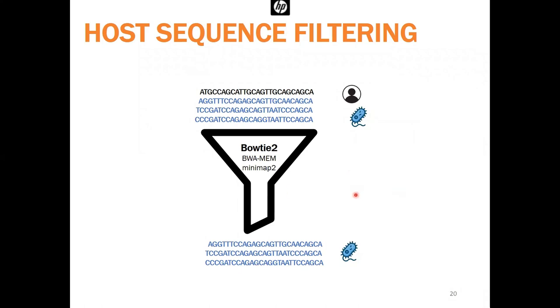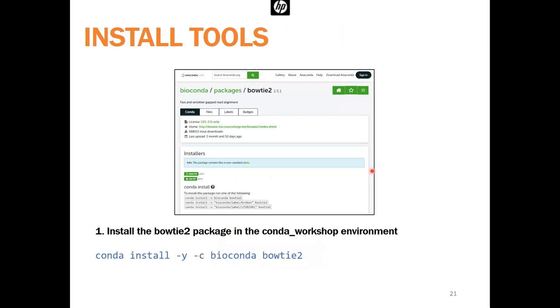Now, there's a number of tools that can accomplish this. Today, we're going to be focusing on Bowtie 2. I know Grace touched on Minimap in our last workshop. And then, of course, there's other tools like BWA-MEM. Okay, so I don't think we've installed this package in our conda environment yet. So I think everyone's had, oh, we have a question.